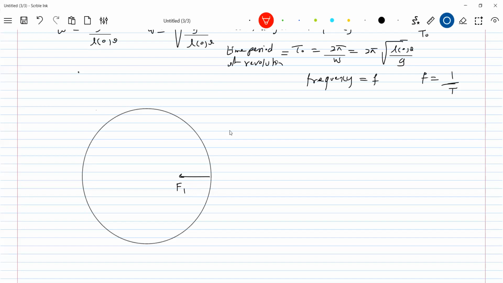Able to see the screen? Yes, sir. Some problem, it's getting stuck.